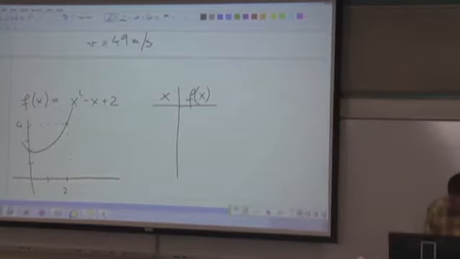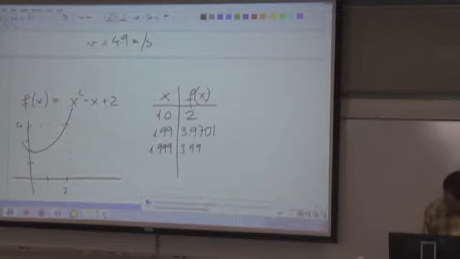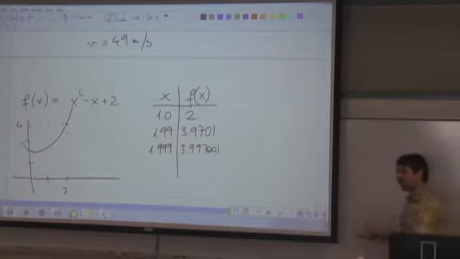So let's see. If I start at x equals 1, f is equal to 2, and I'm just going to skip a bunch of these numbers. I'm on page 25, by the way, if you want to see the table. 1.99 is 3.9701. 1.999 is 3.997001. Everybody sees that as x gets closer and closer to 2, the value of f gets closer and closer to 4.